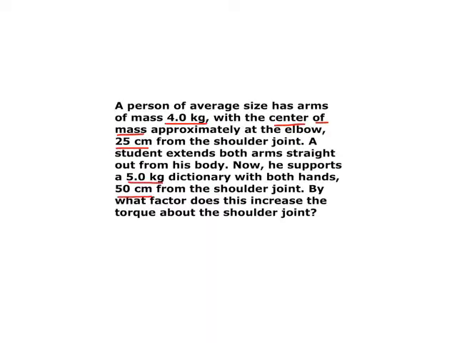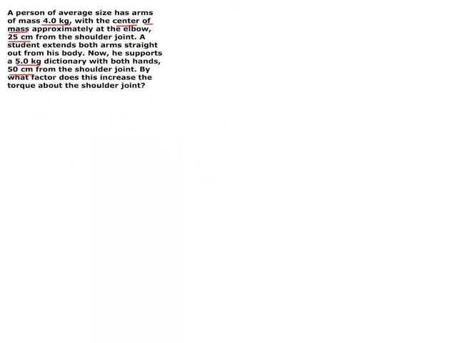Let's go ahead and do the physical setup. Let's draw a picture of the situation. Here's an arm held horizontally, and here's the shoulder joint. And this is ultimately a torque question. We are asked to compute the torque, and we're going to compute the torques about the shoulder joint. We always have to compute torques around a particular point. They're going to be torques about the shoulder joint.